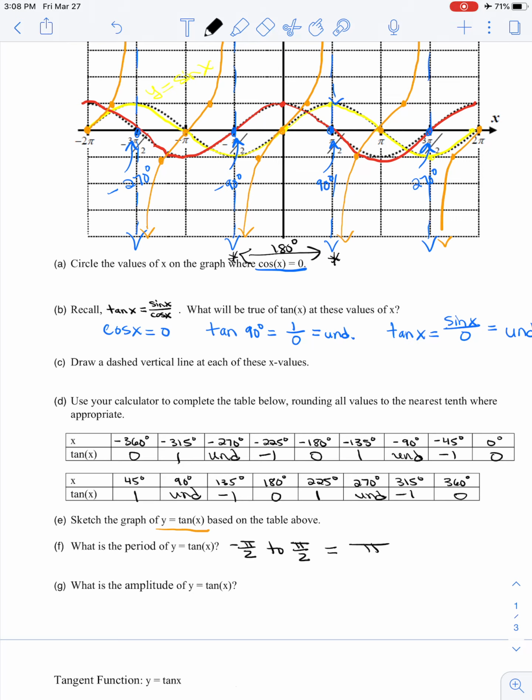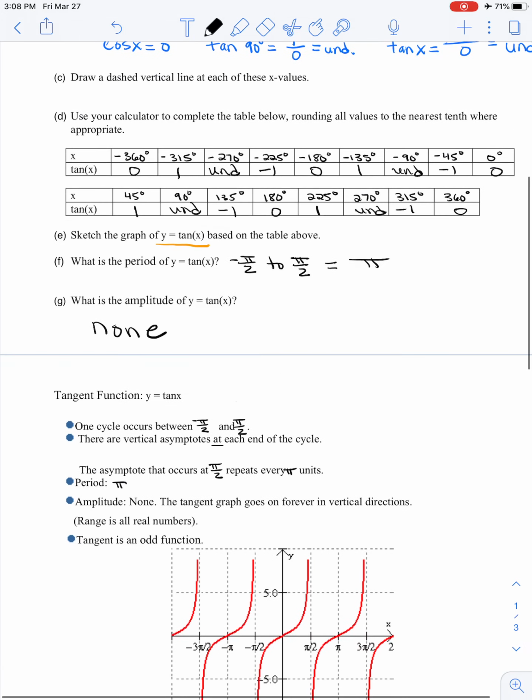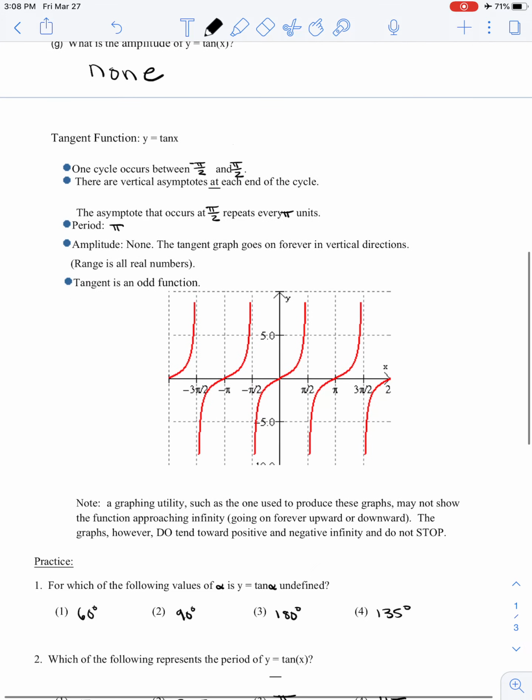Tangent doesn't have an amplitude since the range is all real numbers. So if you look at your graph of tangent, tangent extends infinitely down as well as infinitely up. So when asked about the amplitude, we just say none. Okay. So next there's a little summary page about tangent.